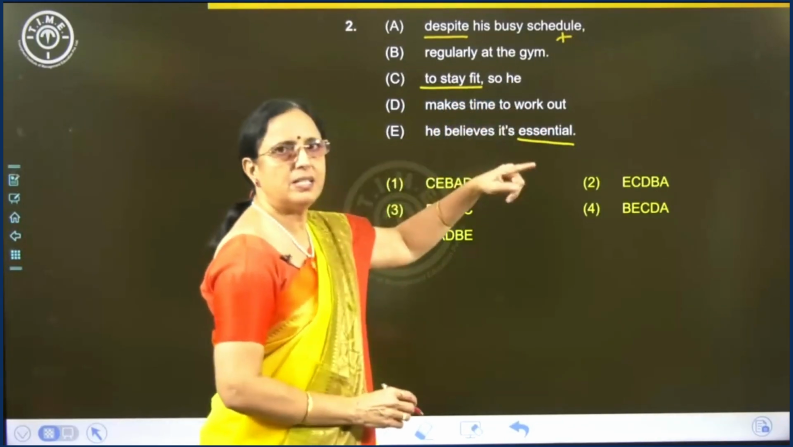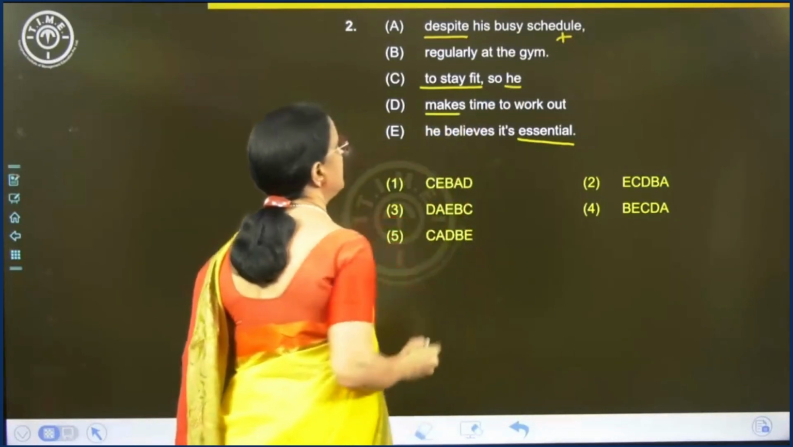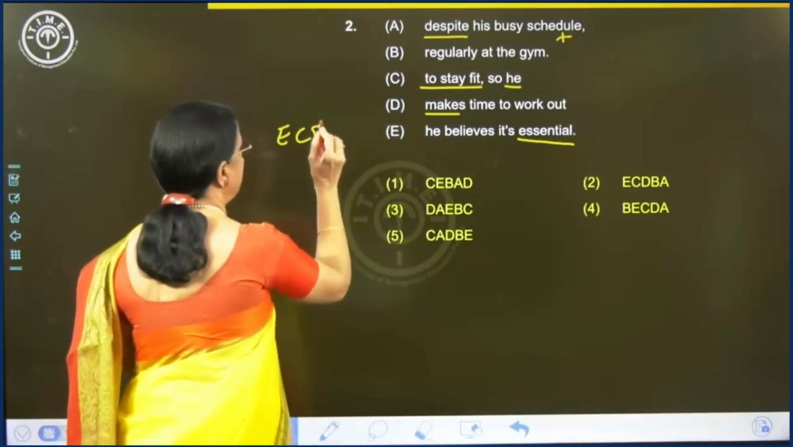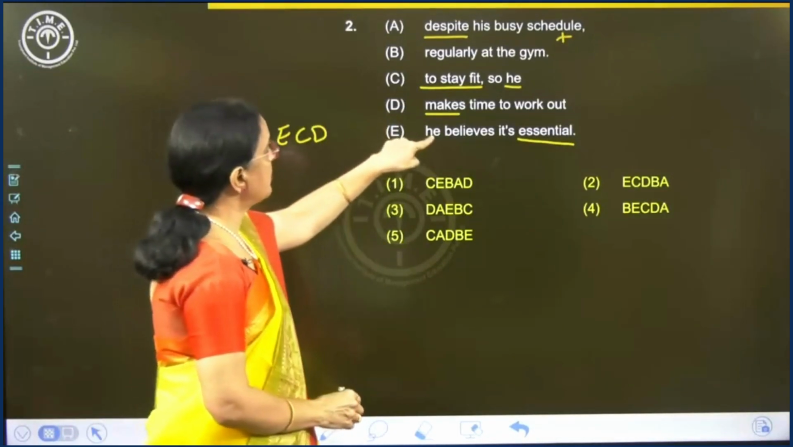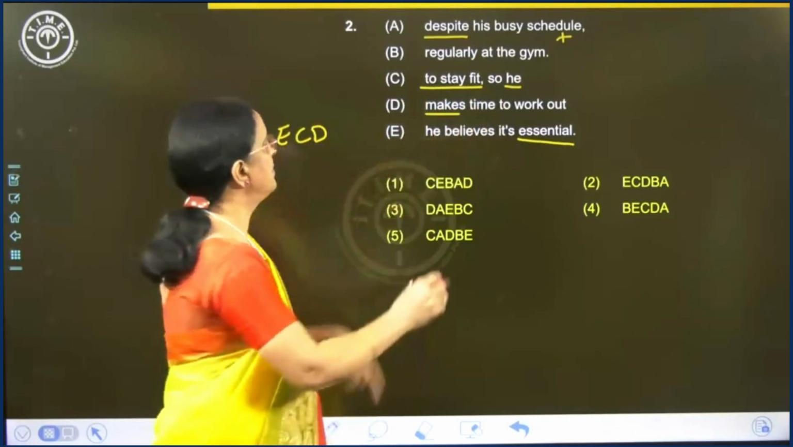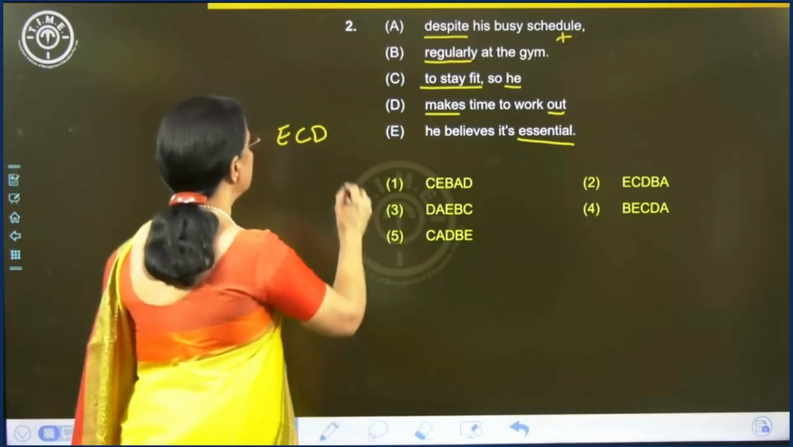Not he regularly at the gym. You can try it. But see, he makes a time. He makes is the connection. He makes time. What do I write here? D. He makes time to work out regularly at the gym. Connection, work out regularly at the gym. So, B.